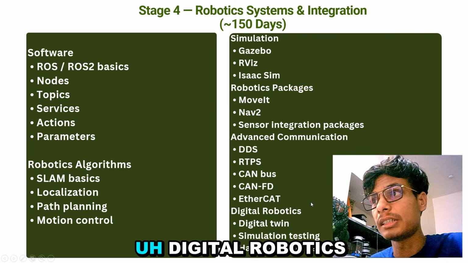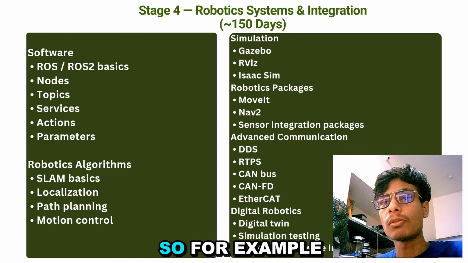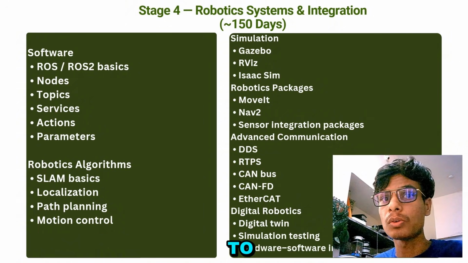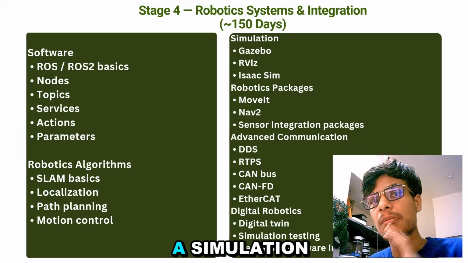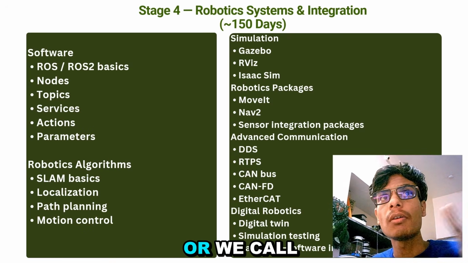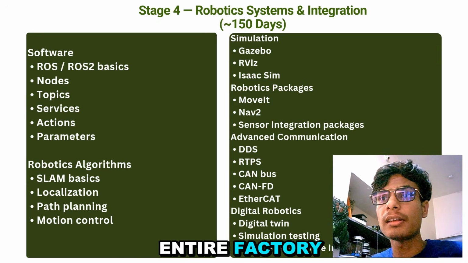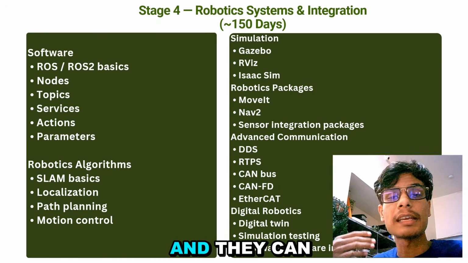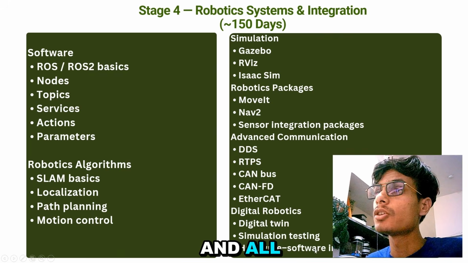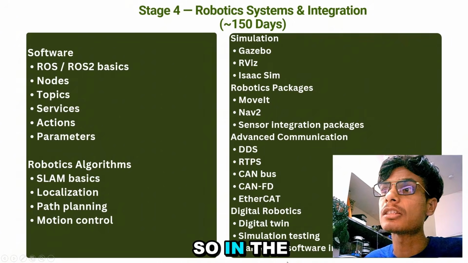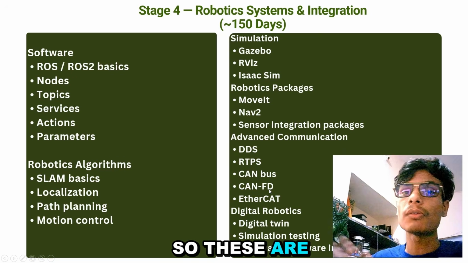Next is digital robotics, when we are talking about physical robotics and a digital twin of it. For example, an industry wants to deploy some robots, so what they do is build a simulation of the entire factory, or what we call the digital twin, and try to deploy the robot, and they can check how the robot could enhance their work. So you can go with digital robotics, the simulation, hardware to software integration and all those kind of things. So these are the 4 stages here.